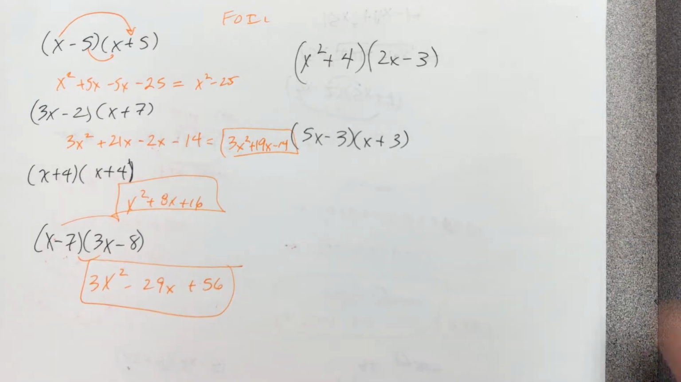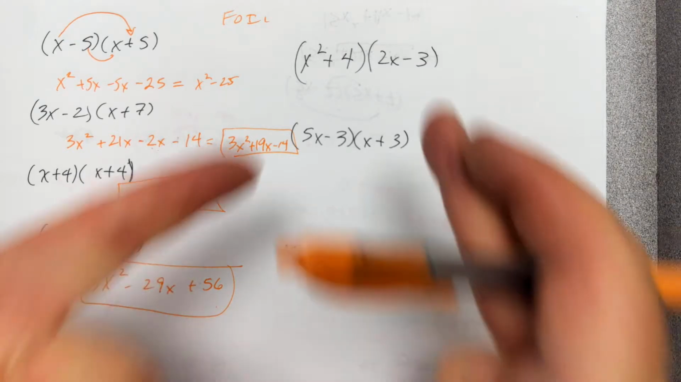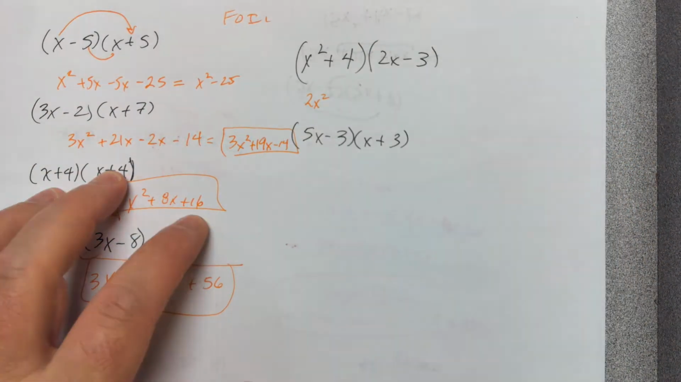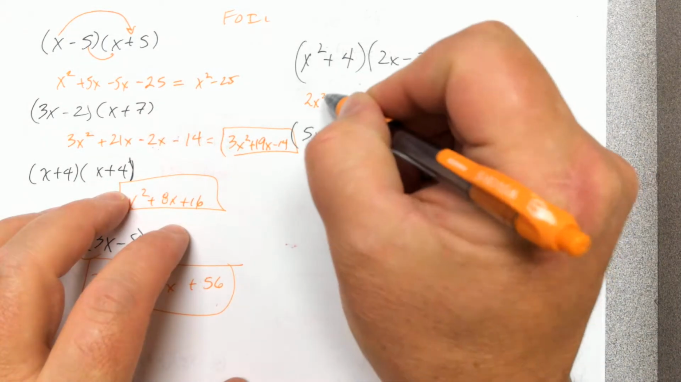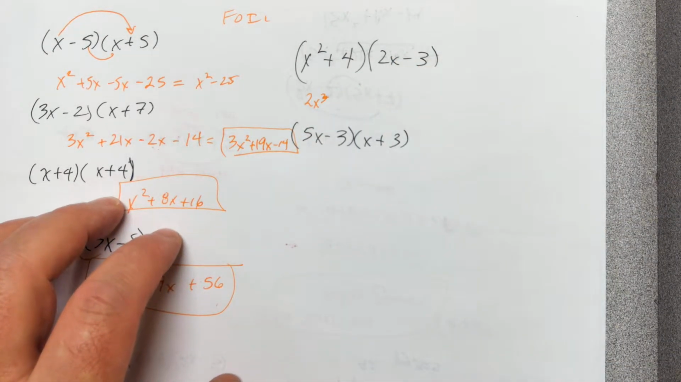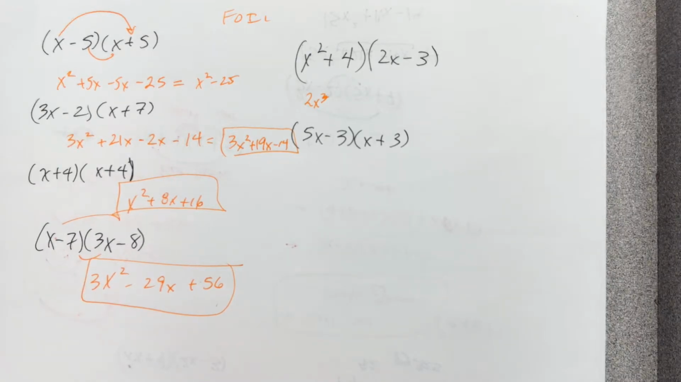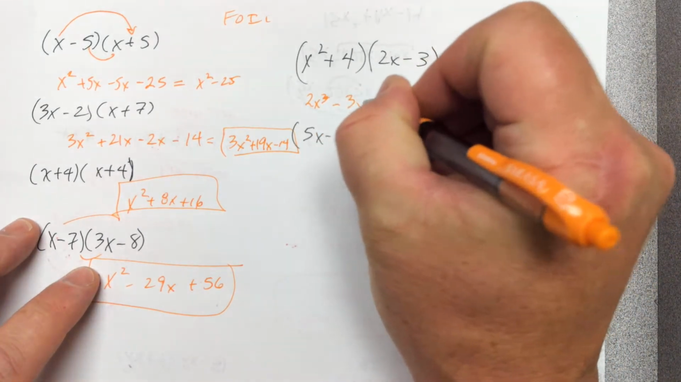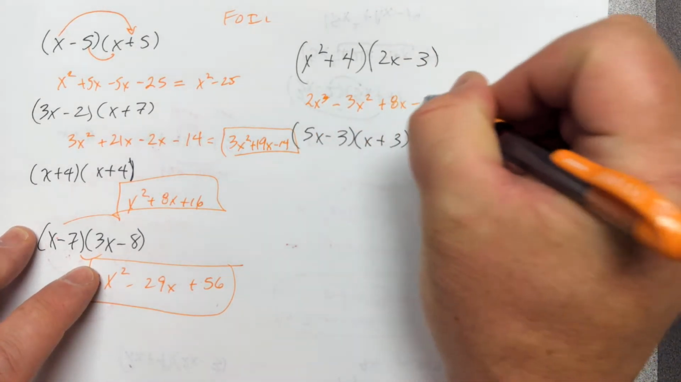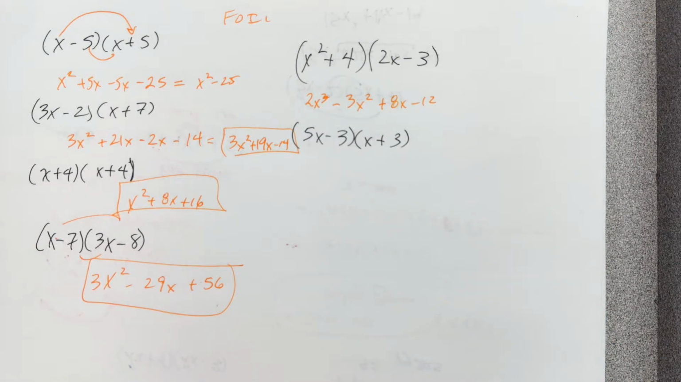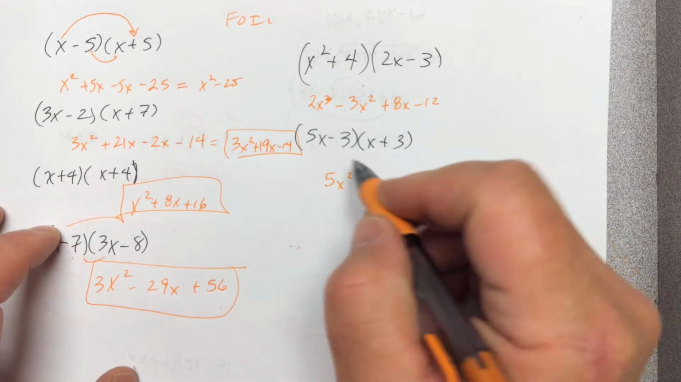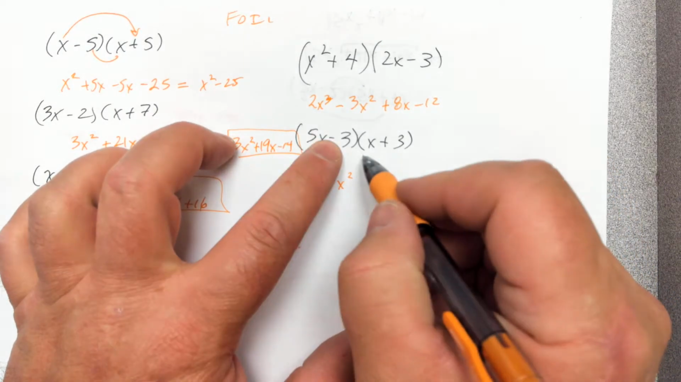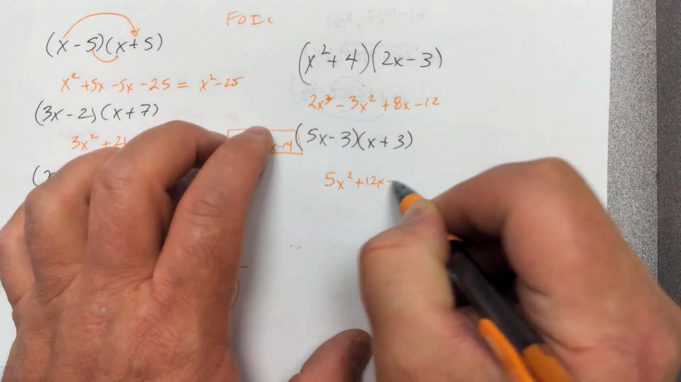Ready? This one's tricky. 2x squared? Cubed? Sorry, long day. Okay, plus 8x minus 12. That's it, you can't combine like terms. Okay, next one. 5x squared. Let's see, plus 15 and minus 3, that's plus 12. Minus 9.